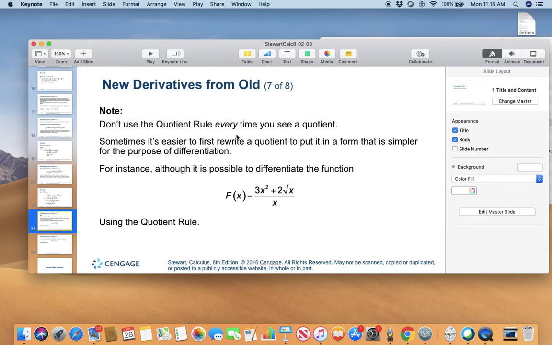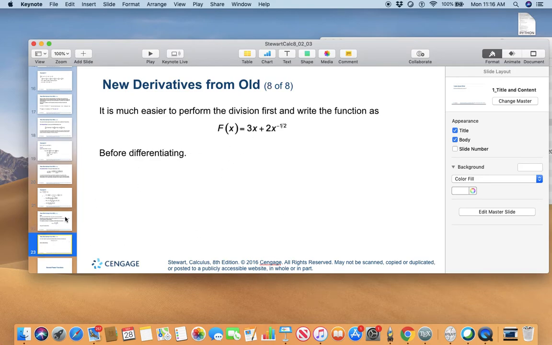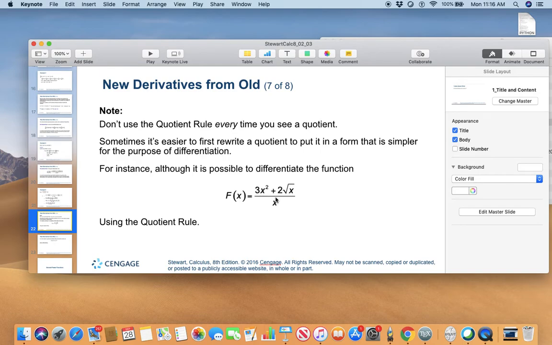Don't use the quotient rule every time you see a quotient. That's an important thing. The quotient rule is quite complicated. So if you can rewrite your expression, do so. For example, here you could use the quotient rule if you wanted, but it is much easier to divide. You see, the division is distributive. So you can simply divide this here, right? 3x squared over x.